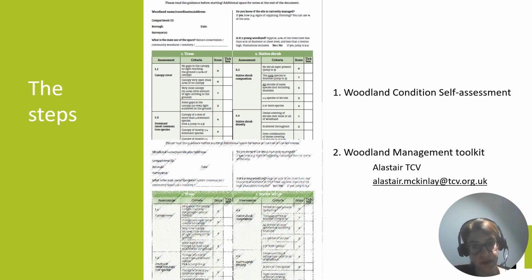The second step of the process will be using a woodland management toolkit. With this toolkit, you can input the score from the first step of the process, and it will recommend you actions that you can do in your woodland.